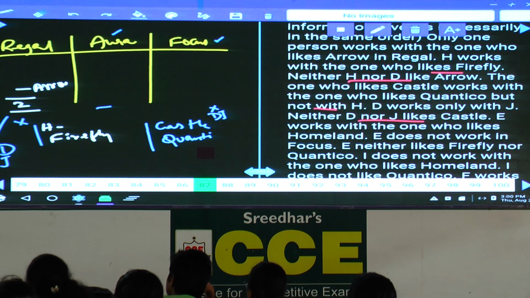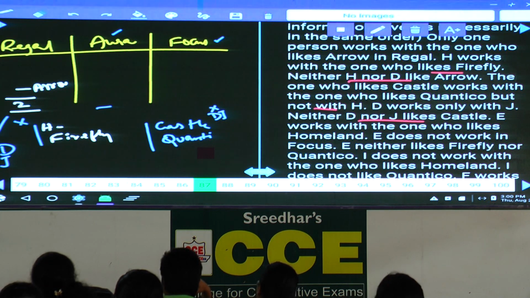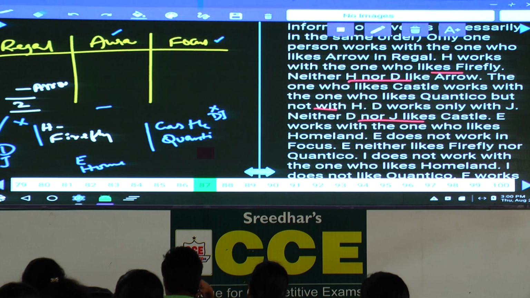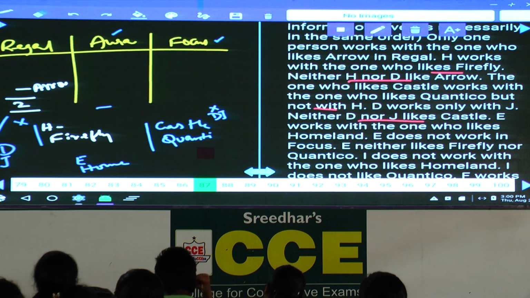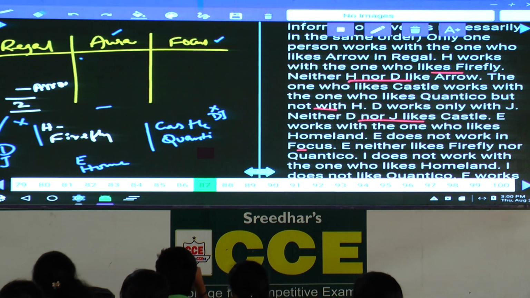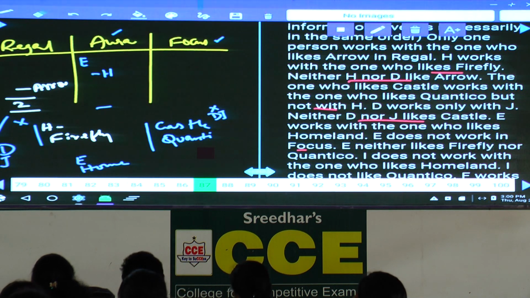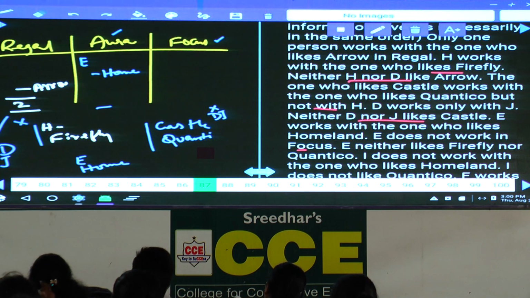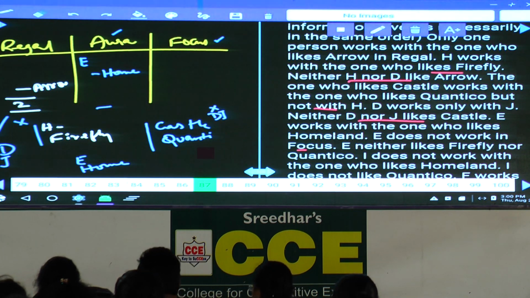And E works with the one who likes homeland. E and homeland must be together. E does not work in focus, and so where should this E be? E must be in R. Now this E works with the one who likes homeland. Then tell me, how many persons are working in Ara? Maybe two, maybe three. As of now, we cannot say anything regarding this one.